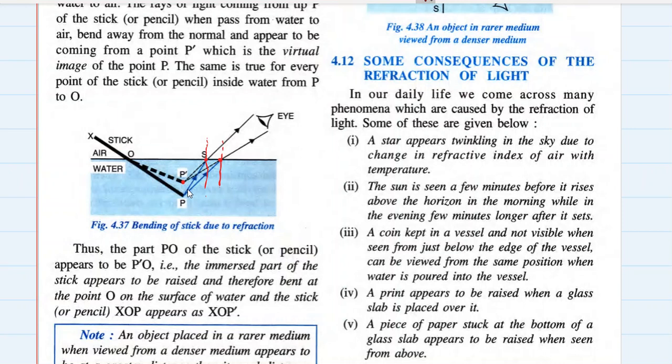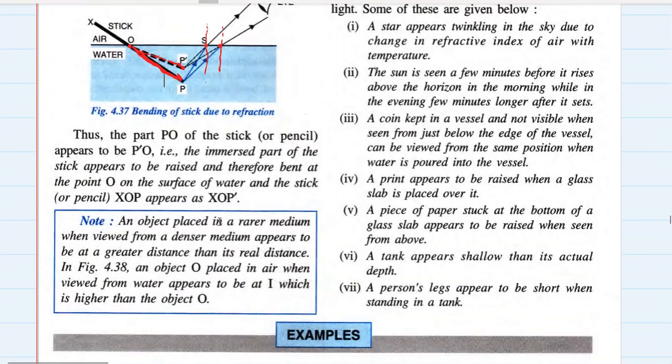So if we join this end P dash with this point O, what happens is the stick appears to be bent. It is not bending, it appears to be bent. Okay, so this is the actual stick, and this is the bent part of the stick. So this is how it looks. Thus part PO of the stick or pencil appears to be P dash O. The immersed part of the stick appears to be raised and therefore bent at the point O on the surface of water, and the stick or pencil appears to be as XOP dash.